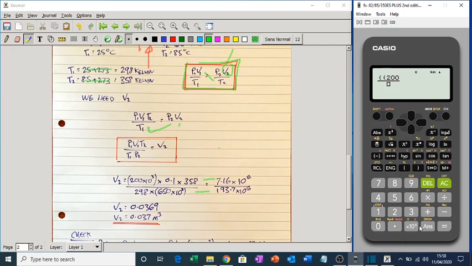200 times 3, close that bracket, times by 0.1. I'll overkill on the brackets just to make sure. 358. Close that. Divide that by, overkill on the brackets, 298 times by 653. Hopefully 0.037, 0.0369 cubic meters.